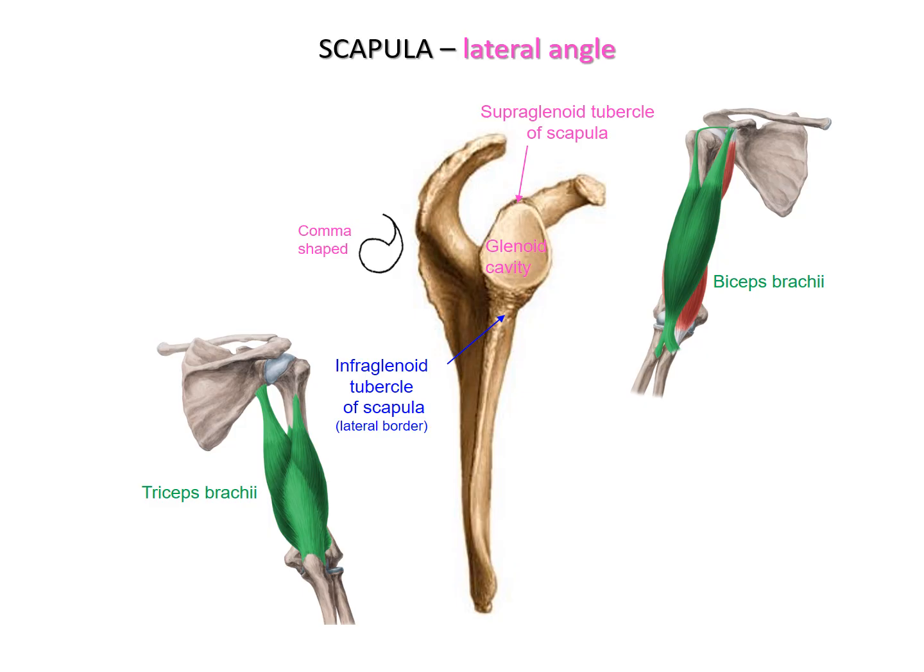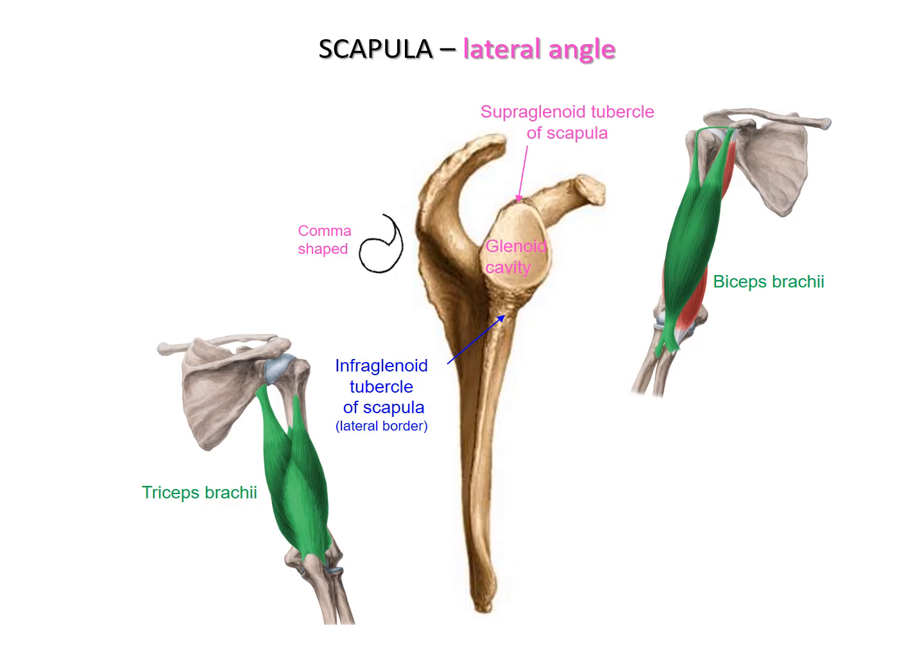On the upper end of the lateral border we have one elevation. It's called the infraglenoid tubercle. The long head of the triceps brachii arises from the infraglenoid tubercle. On the lateral angle, whose other name is the head of the scapula, we have a large comma-shaped depression. It's called the glenoid cavity. The glenoid cavity articulates with the head of the humerus to form the glenohumeral or shoulder joint.